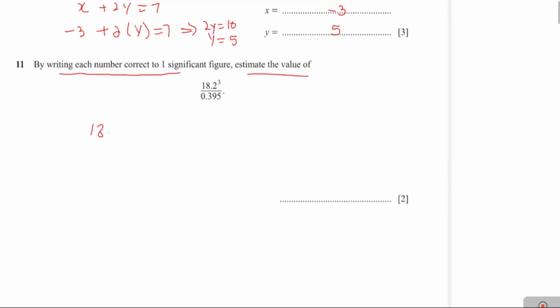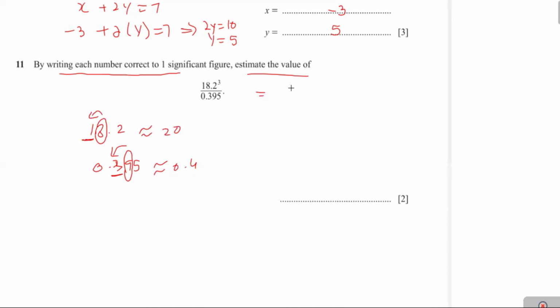Now you see here 18.2, correct to one SF value. You see here, this is the first SF value, and the neighboring digit is more than 5. This value becomes 20, and next is 0.395. Now we write the 0.395. The first significant figure value is this, and correct to one SF, the neighboring digit is more than 5. Therefore, this value becomes 0.4.